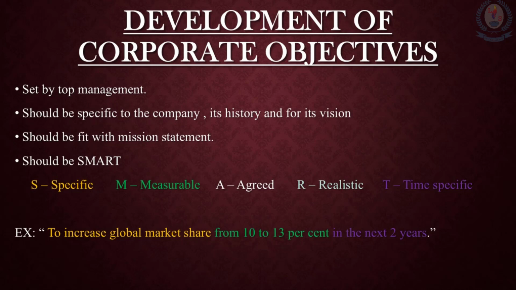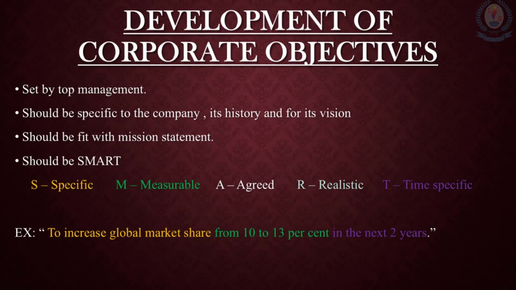And the last one, letter T, refers to time specificness. When we are creating a corporate objective, I told you that it should be SMART. It means specific, measurable, agreed, realistic, and time specific. In this corporate objective, you can see that I have highlighted the words time specific in purple color, and the last part of this sentence is also highlighted with the same color.